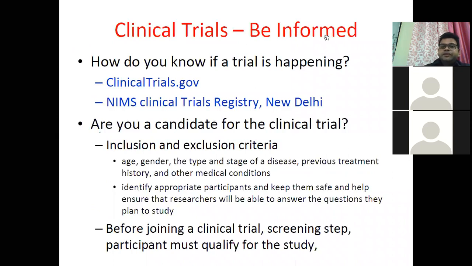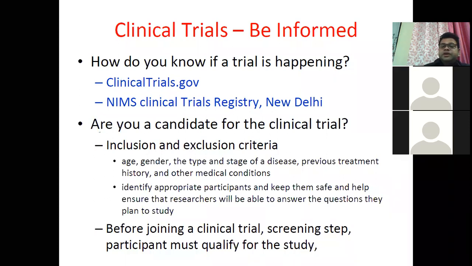How do you know if a trial is happening? As ma'am told yesterday, there is a clinical trial registry at ICMR's National Institute for Medical Statistics. They register all the clinical trials, and at the national, international, and global level, you can find them at clinicaltrials.gov.